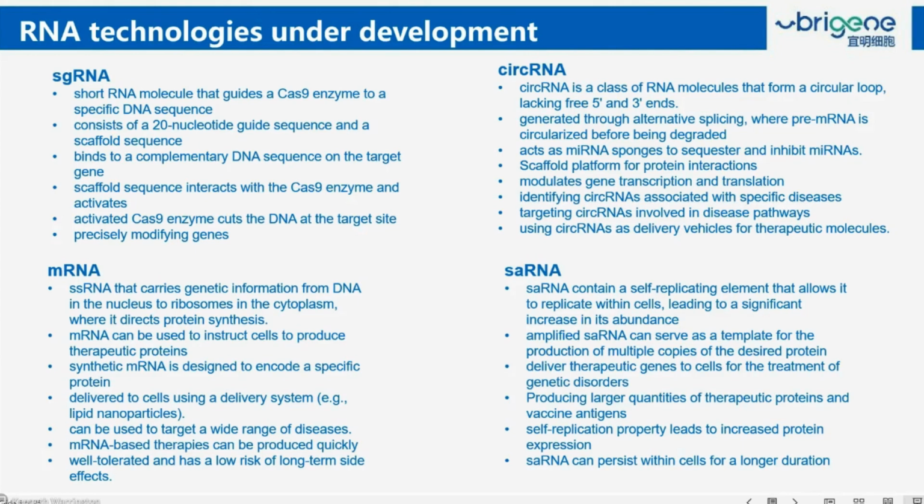Finally, self-amplifying RNAs have self-replicating elements within them that allow them to replicate within cells, which gives an advantage in terms of increase in the abundance of the protein that is delivered. They serve as a template to produce multiple copies of this desired protein, and again can be used to treat genetic disorders. Also, there's a recent approval in the Asia Pacific. They also can be used for the production of therapeutic proteins, but the approval was for a self-amplifying COVID vaccine.